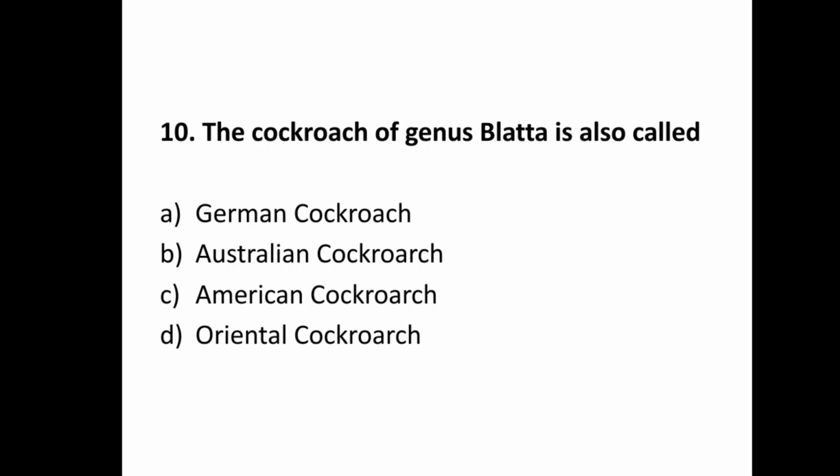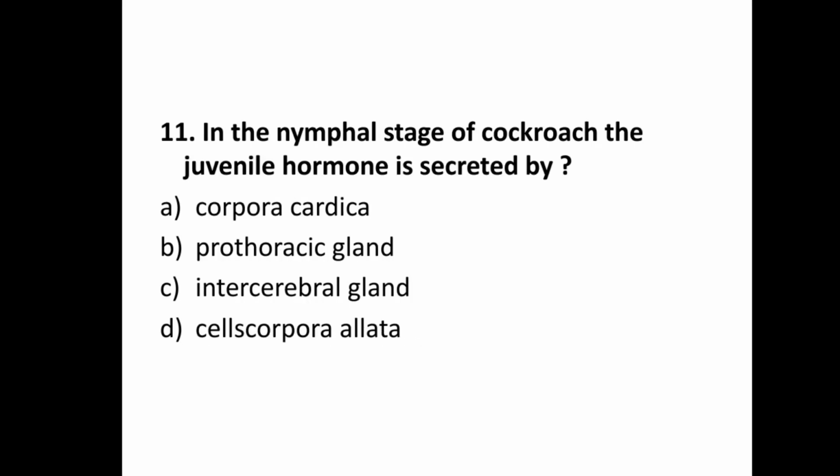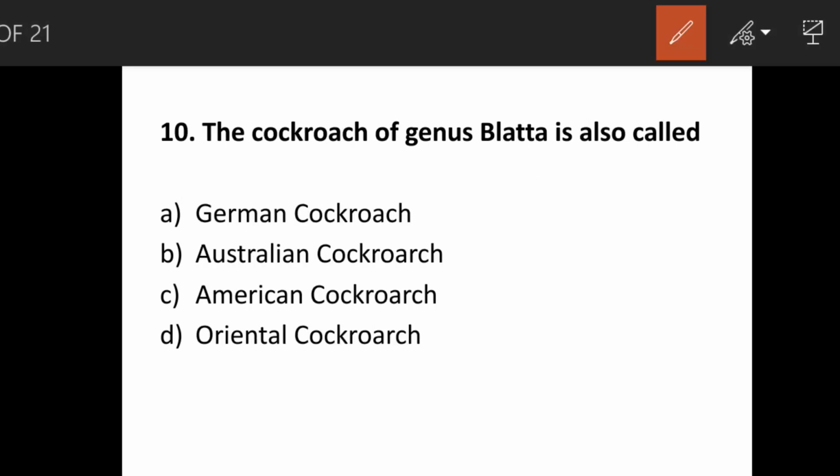The cockroach of genus Blatta is also called. Options are German cockroach, Australian cockroach, American cockroach, Oriental cockroach. Student, comment your answers. So the right answer to this question is Oriental cockroach. The cockroach of genus Blatta is also called Oriental cockroach.